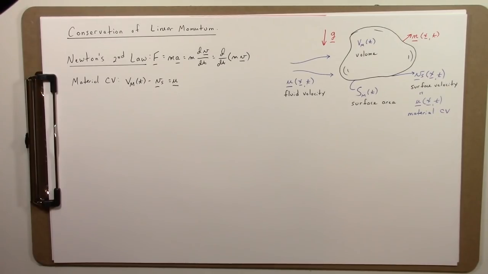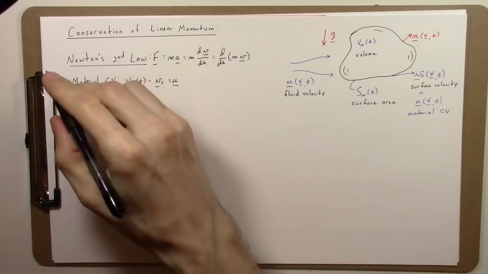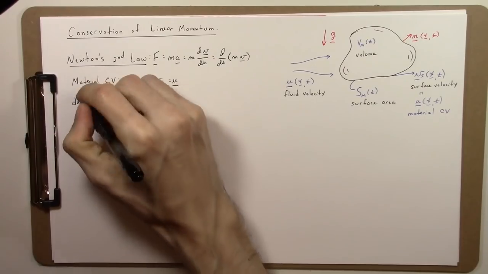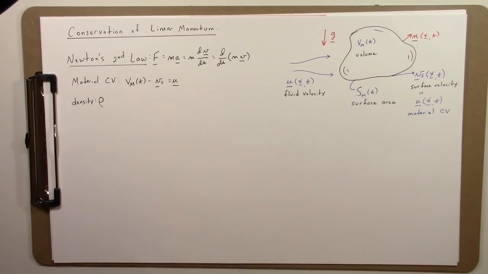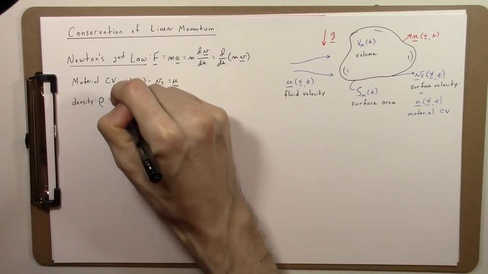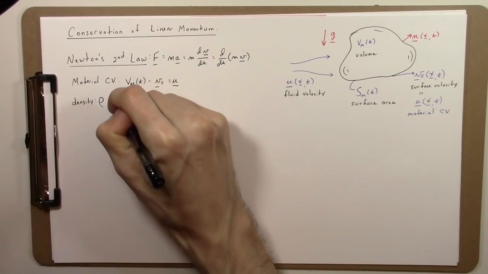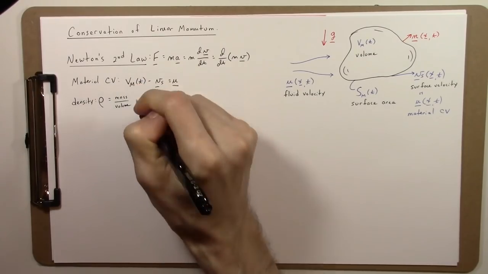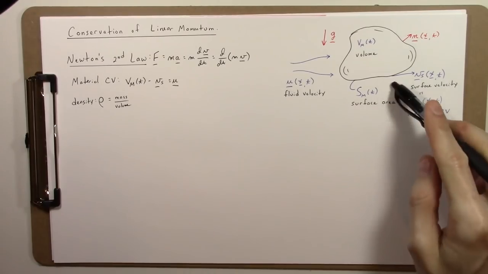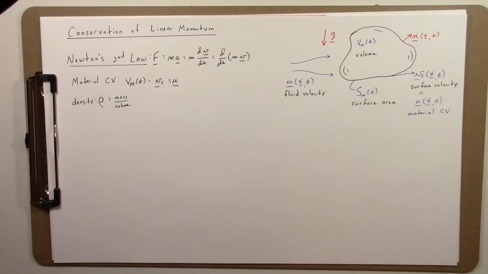So a couple of other things to note. The density of the fluid is designated by rho. And rho is simply the mass of the fluid in a given volume. And of course we take this in the limit that the volume becomes very small to talk about the density at a given point. The density can vary with position. It can also depend on time if the fluid's expanding or being compressed.